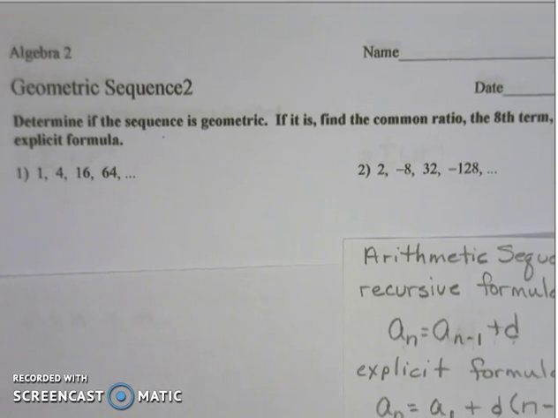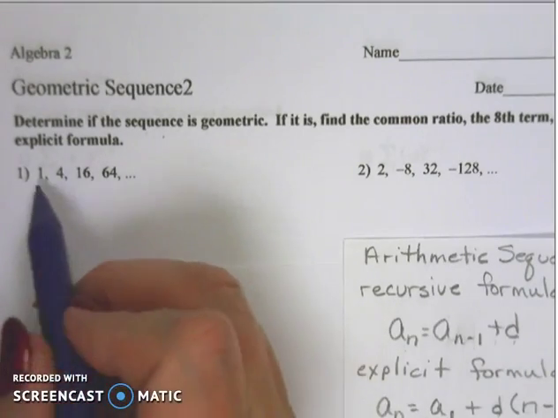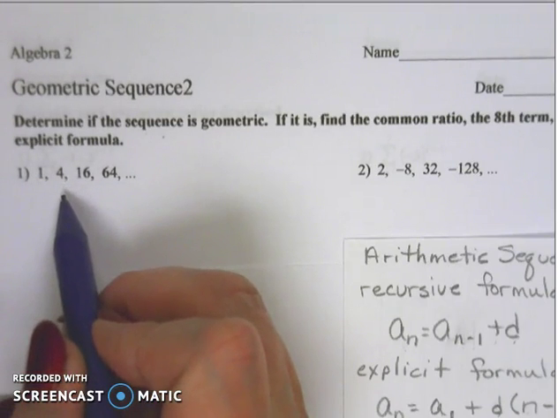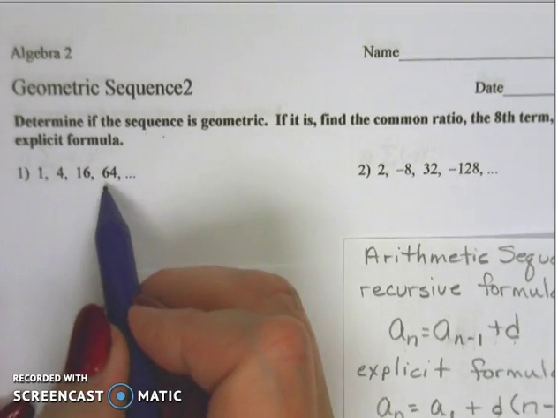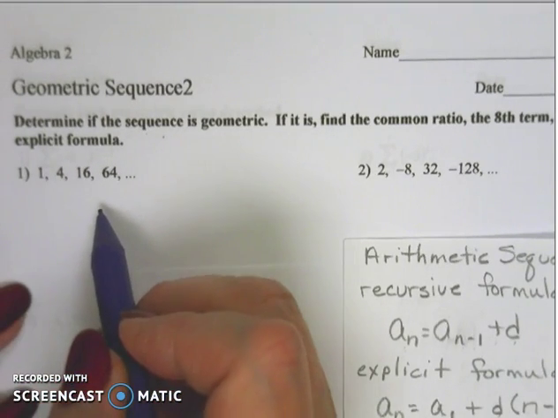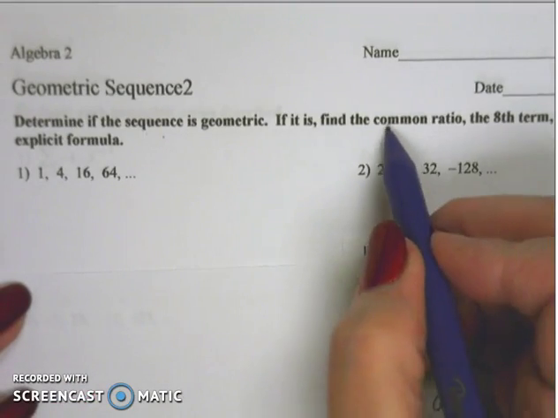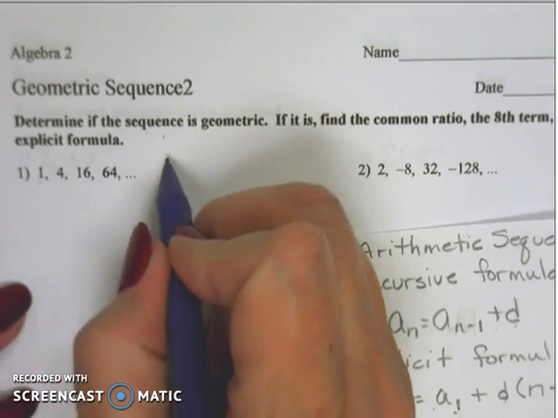All right, let's review geometric sequences. To determine if a sequence is geometric, you have to multiply to get the next term. When I look at this particular problem, 1, 4, 16, 64, to determine if that truly multiplies by the same thing and find its common ratio, I can take the second term and divide it by the first term.